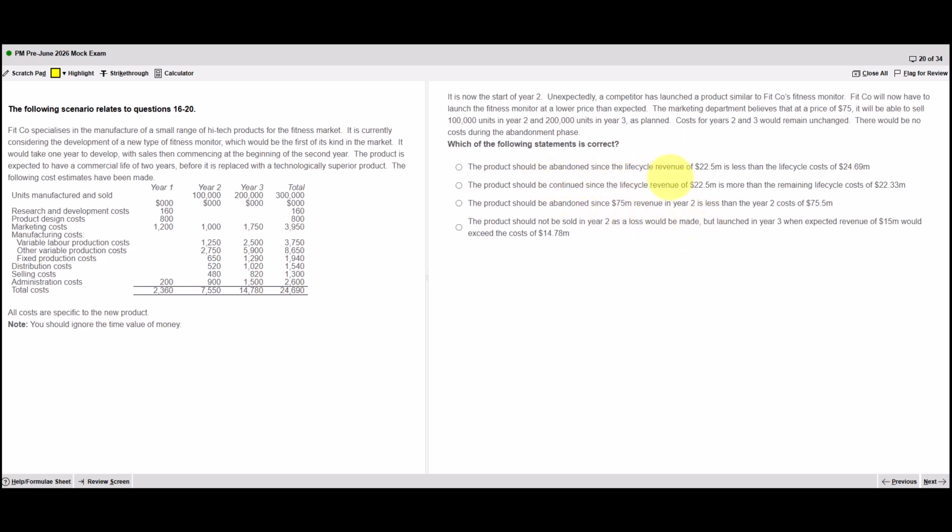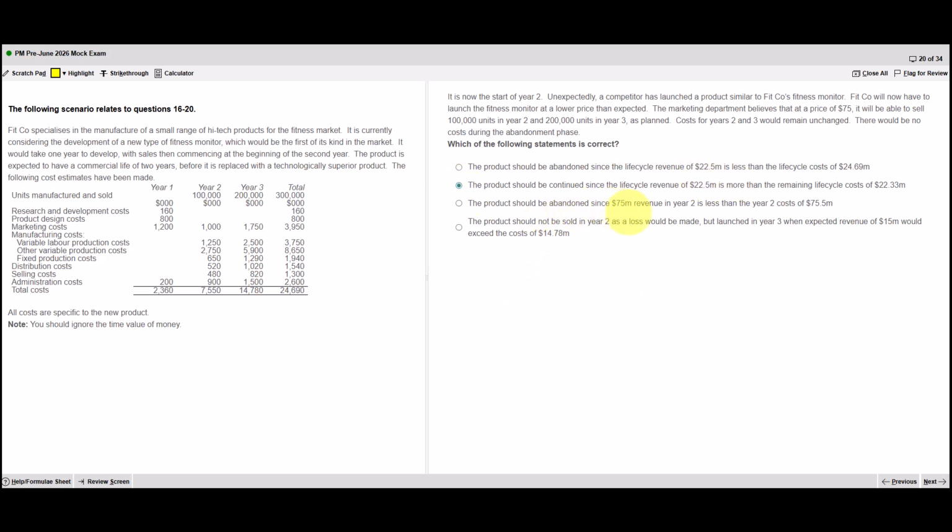The product should now be abandoned since life cycle revenue is less than the life cycle cost. Well, at the start of year 2, that's not the right decision-making tool because these costs are sunk costs. We can't go back and get these costs back. So it's only what happens from year 2 onwards. So the top line's not correct. Should be continued since life cycle revenue of 22.5 million is more than the remaining life cycle costs. Well, the 22.33 is the difference between these two, so I agree with that. And then the 300,000 times 75 is the 22.5, so that's correct.